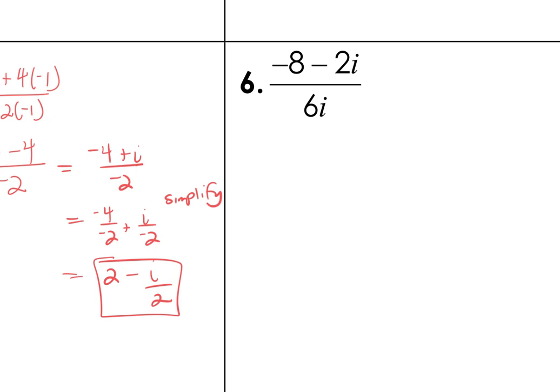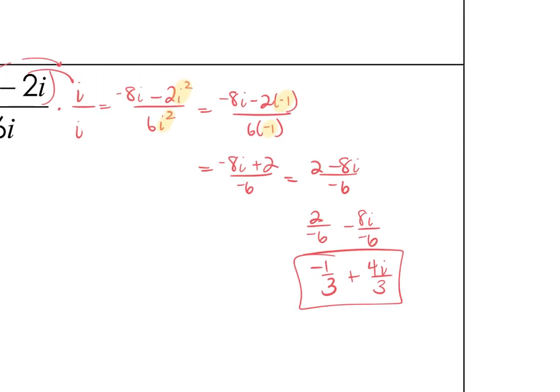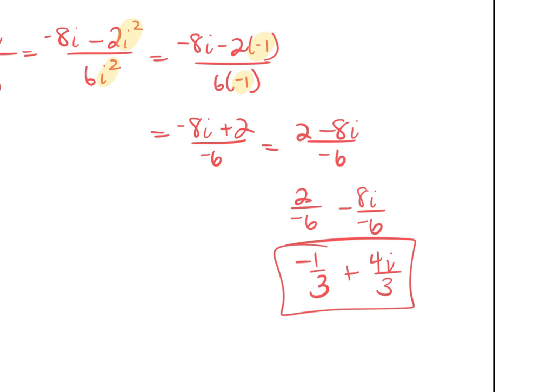Okay, you guys take a moment and give number 6 a try. You can pause the video while you try it and then unpause just to check to see if you got it correct. All right, so taking a look at this one, I multiplied top and bottom by i. I had to put parentheses and distribute. So I had negative 8i minus 2i squared. At the bottom, 6i times i got me 6i squared. I'm replacing my i squareds with that negative 1. So you can see that here and here. I multiplied, so I got negative 8i plus 2 all over negative 6.